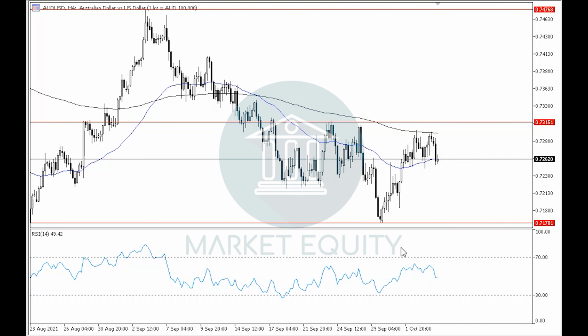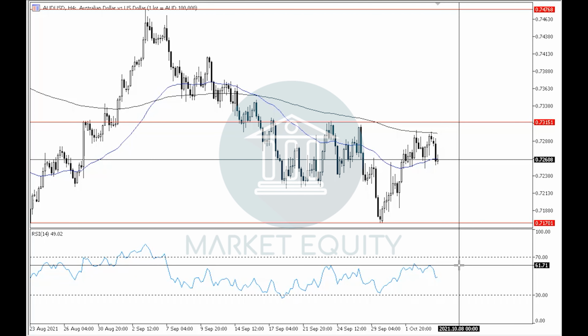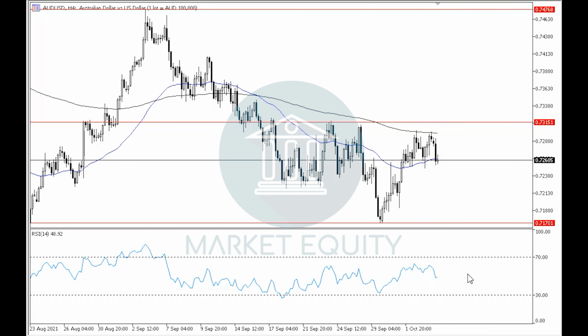If we notice the RSI indicator in the 4-hour time frame, then we can see that by rebounding downwards off of around level 60, it supports the continuity of the downtrend. That was it for the Australian dollar versus the US dollar. Let's move on to the silver.